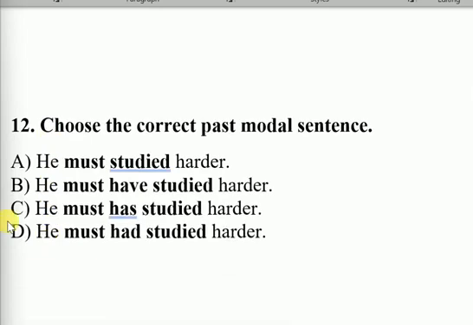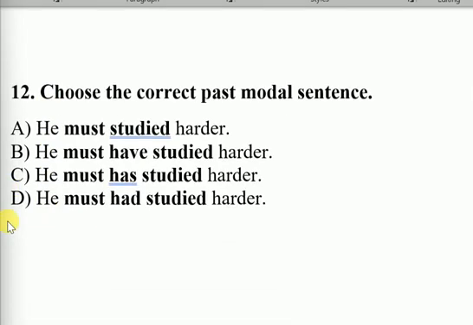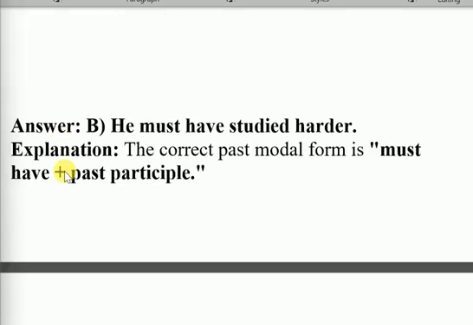A. He must studied harder. B. He must have studied harder. C. He must have studied harder. D. He must have studied harder. Answer. B. He must have studied harder. Explanation. The correct past modal form is must have plus past participle.